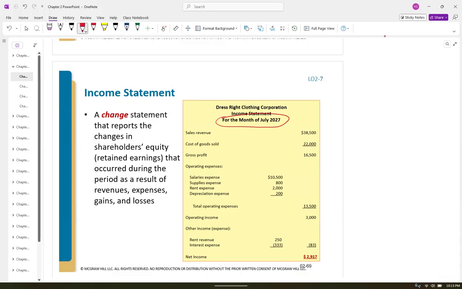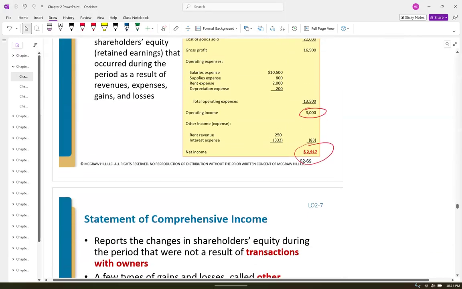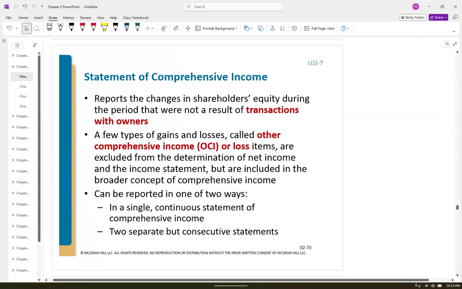Okay, so we're going to start with sales revenue, subtract out our cost of goods sold to get gross profit. Then we have all our operating expenses, and we have operating income of 3,000. Then we had some other income and expense. So we had some rent revenue and we had some interest expense. Those netted together and then subtracted from the 3,000 operating income, we have net income of 2,917.